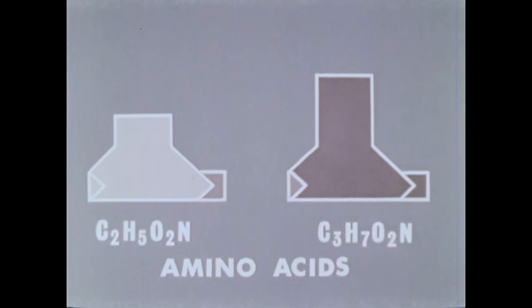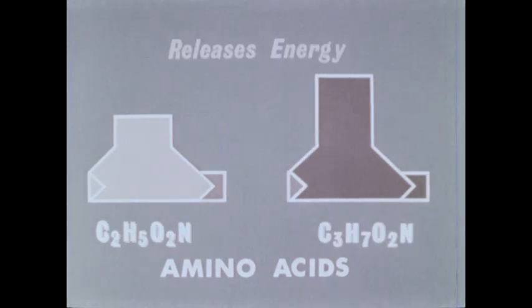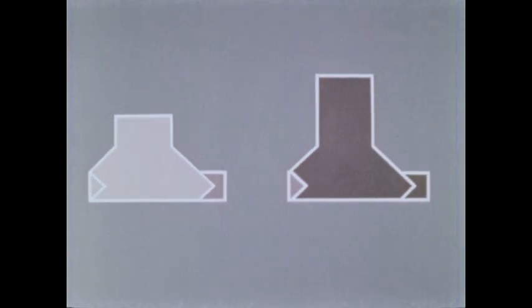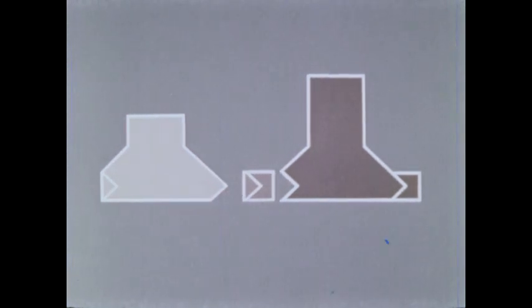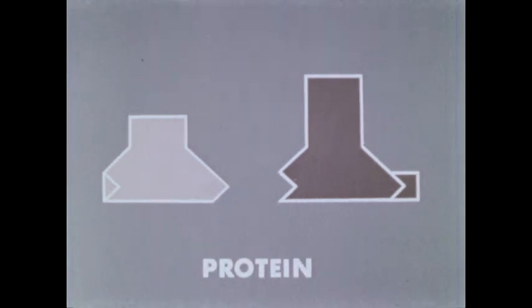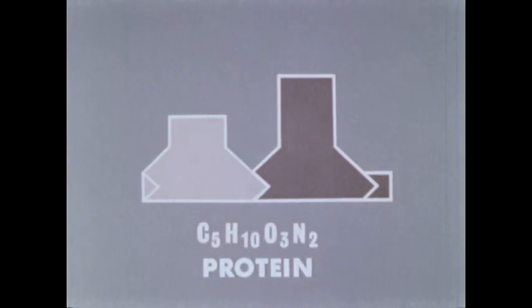Each has its own formula. This process is called hydrolysis and releases energy. The reverse process may also occur. Amino acids can join to produce a protein molecule. This process requires energy and splits off a molecule of water. In this way, proteins are put together or synthesized in the cell from molecules of amino acids.